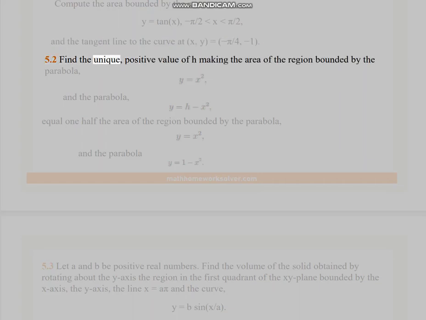5.2 Find the unique, positive value of h making the area of the region bounded by the parabola, and the parabola, equal 1/2 the area of the region bounded by the parabola and the parabola.